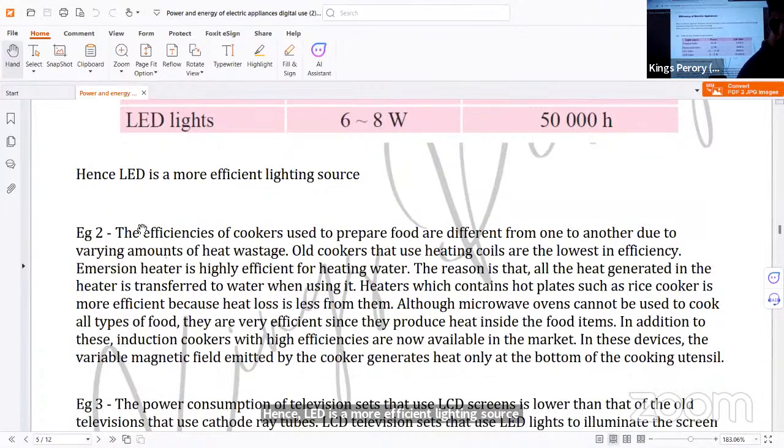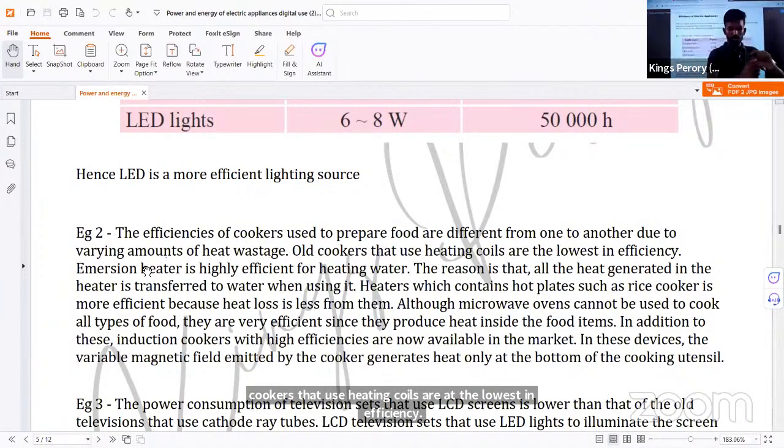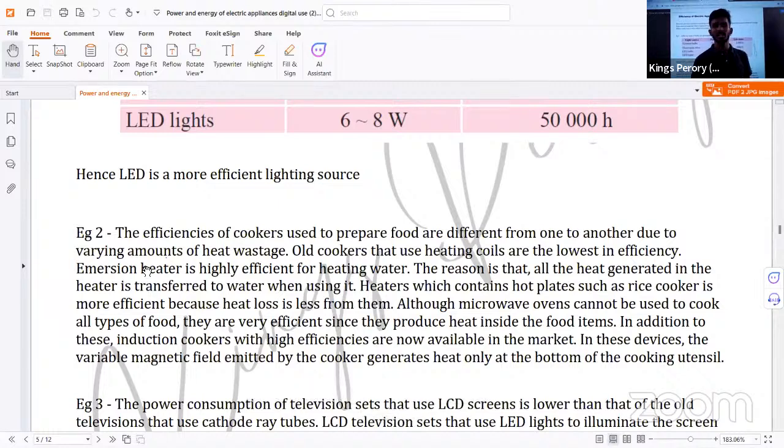Example 2: the efficiencies of cookers used to prepare food differ from one to another due to varying amounts of heat wastage. Old cookers that use heating coils are the lowest in efficiency. Very old cookers that have heating coils have very low efficiency. Continue reading.